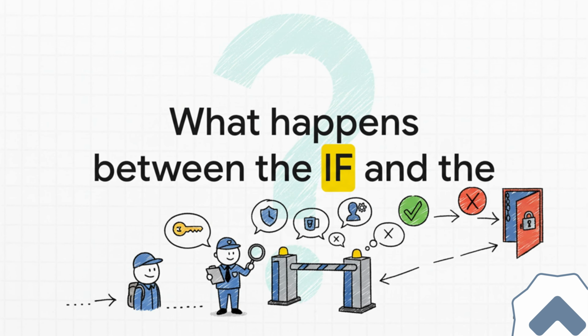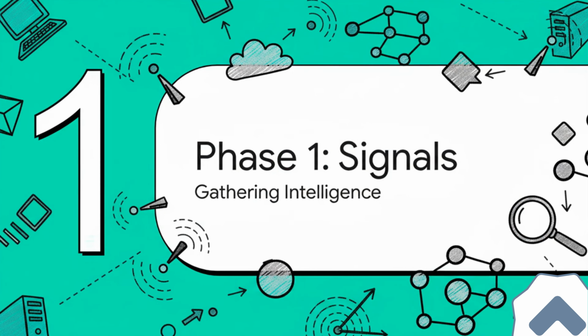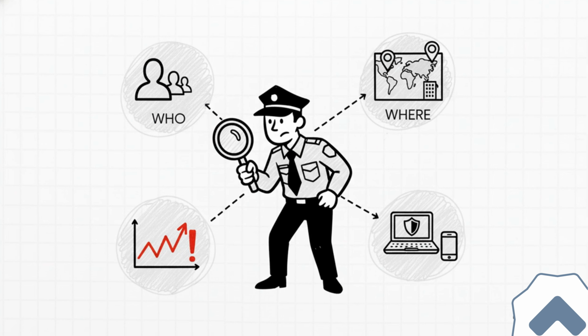Let's try an analogy. Imagine every single sign-in attempt has to get past a digital security guard standing at a checkpoint. For the next few minutes, we're going to follow one user's sign-in and see exactly how this guard thinks, step by step. Okay, so the very first thing our digital guard does is gather intel. Right? Before making any kind of decision, it needs context. This is the first phase of the whole evaluation, just collecting all the signals that are coming in with that sign-in request.